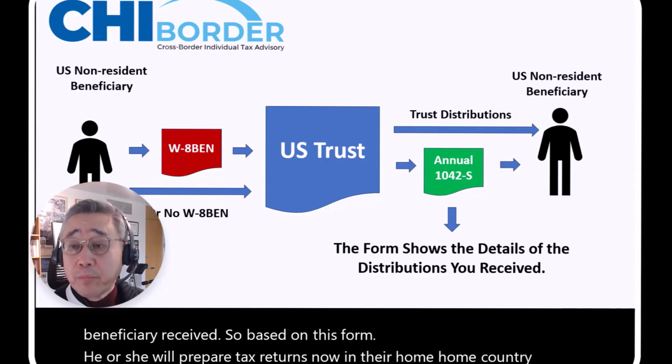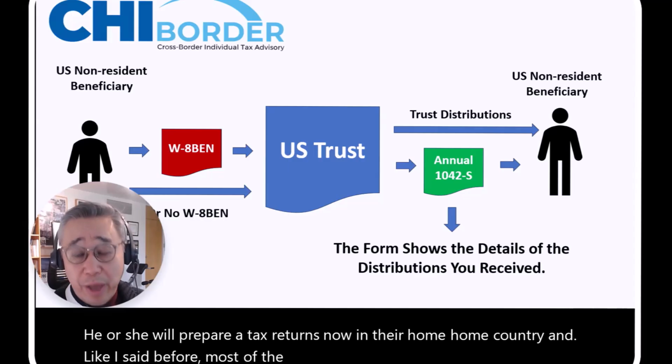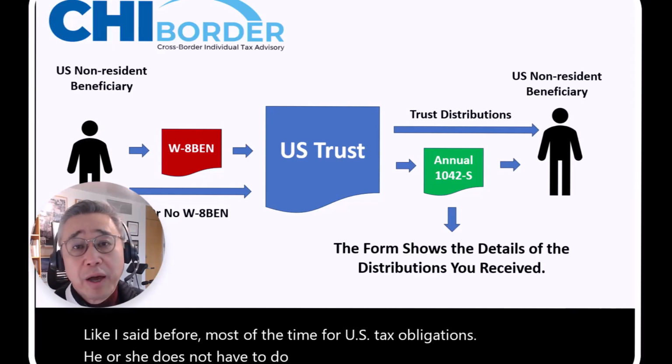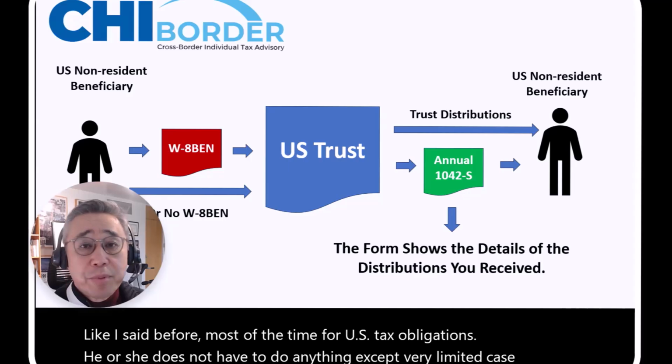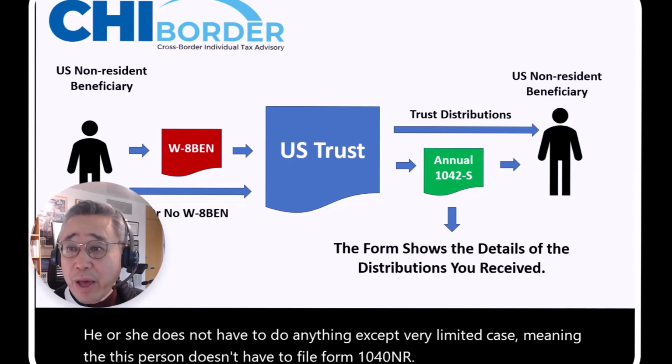And like I said before, most of the time for U.S. tax obligations, he or she does not have to do anything except in a very limited case, meaning this person doesn't have to file Form 1040-NR, the non-resident tax return.